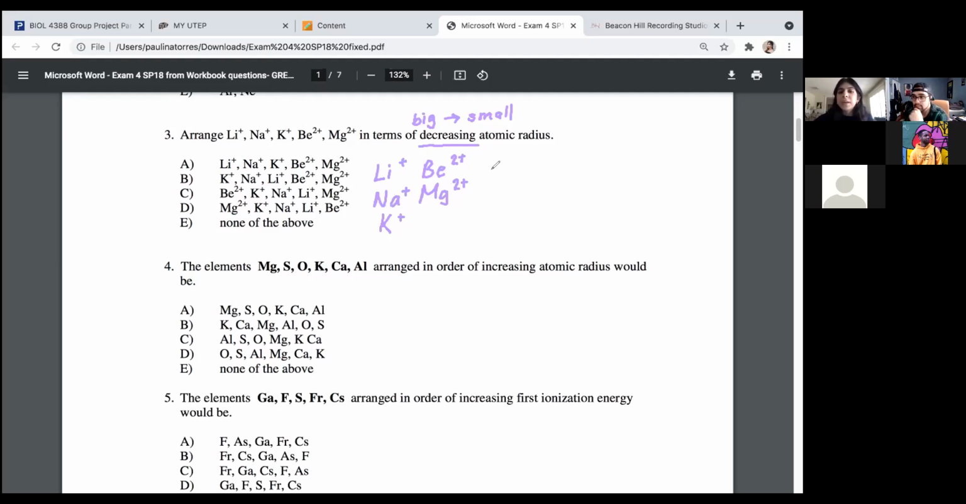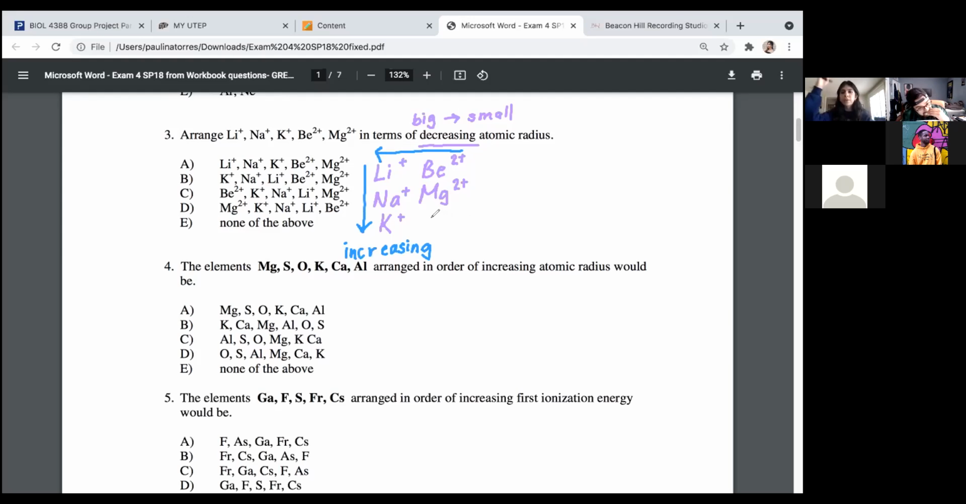Okay, so what is the periodic trend as we go down? Does the radius increase or decrease? It increases. Perfect. And as we go this way, based on this arrow, is that increasing or decreasing at the top? That's increasing. Perfect. So both of those are increasing.